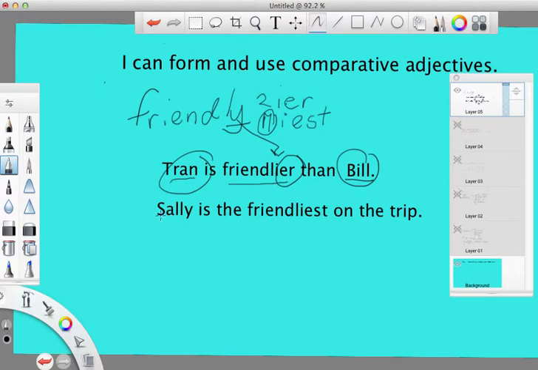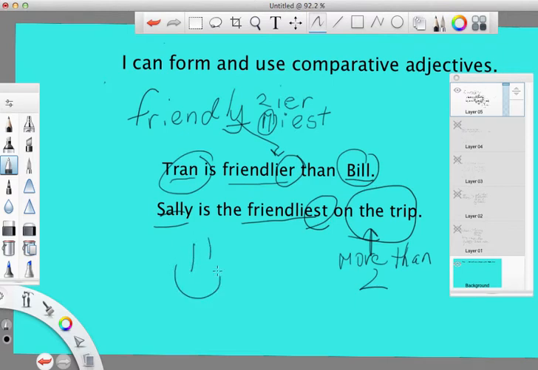The next example is Sally is the friendliest on the trip. Remember, this is assuming that there's a whole bunch of people on the trip, so it's more than two. And because it's more than two, we add the est. That y turns to an i again, friendliest. So it really follows the same rule, and it's pretty easy, I think. There's one other thing that I want to teach you, and that is about adjectives that have more than one syllable. Let's take a look at that.